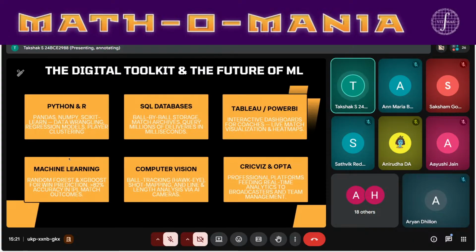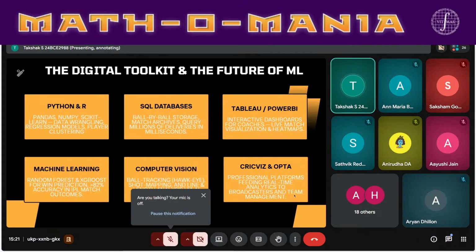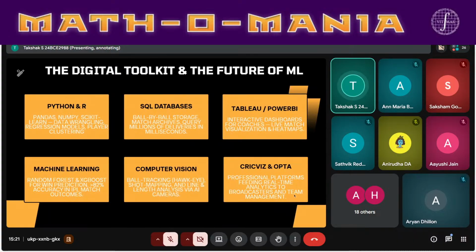The first tool is the Python and R programming languages. We have libraries in Python like pandas for data manipulation, NumPy for numerical computing, and scikit-learn for machine learning, data wrangling, regression models and player clustering. And SQL databases to store ball by ball records. It is also used to query millions of deliveries in milliseconds. And Tableau and Power BI. These tools are used to create interactive dashboards for coaches, live match visualization, and heat maps.